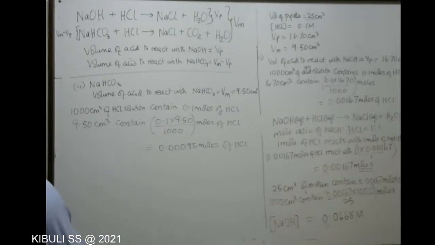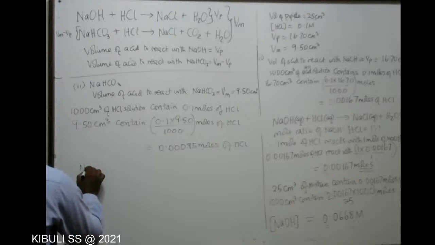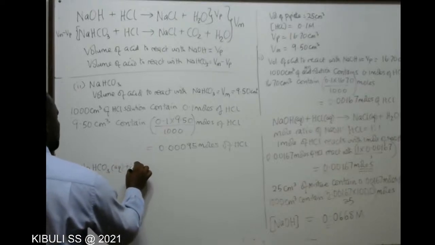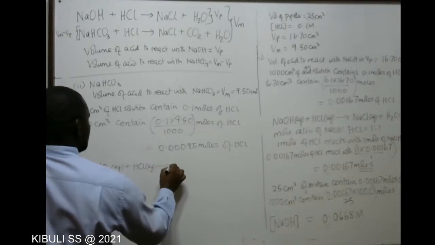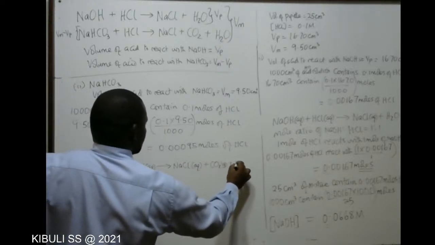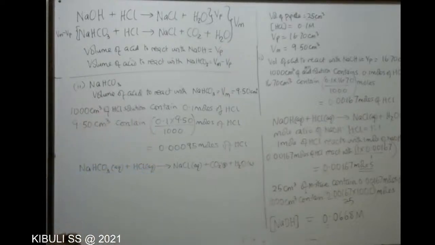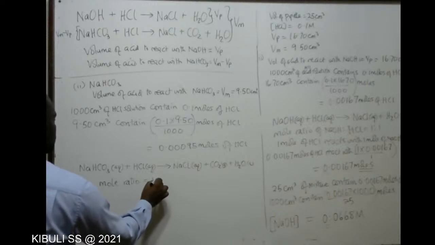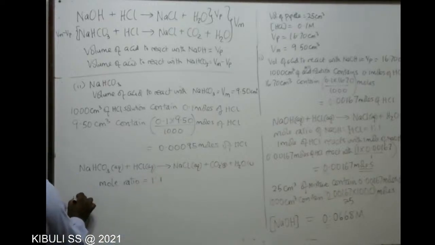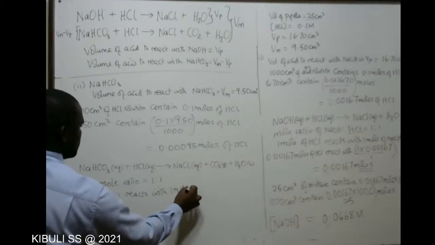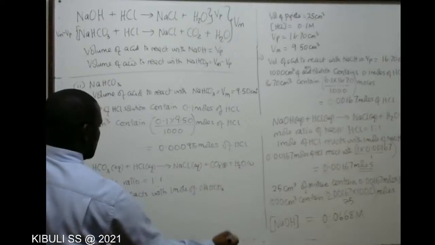At this point you write the equation of reaction. Sodium hydrogen carbonate reacts with hydrochloric acid to form sodium chloride plus carbon dioxide plus water. What's the mole ratio of the reaction? Mole ratio equals 1 to 1, meaning that 1 mole of HCl reacts with 1 mole of sodium hydrogen carbonate.